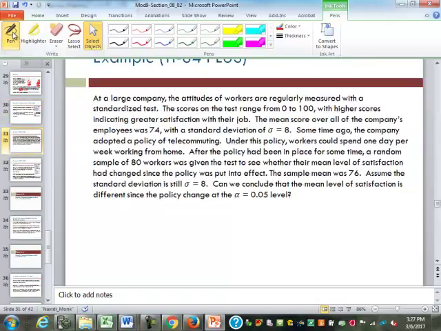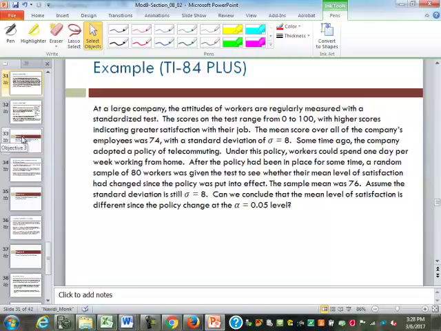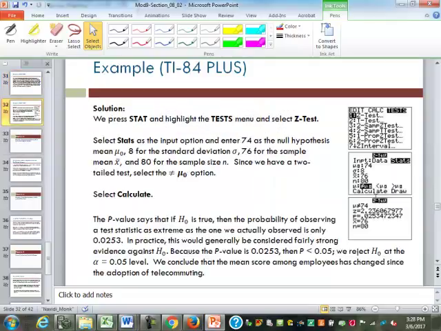So let's do another example. Let's see if I can get this one right on the first try. At a large company, the attitudes of workers are regularly measured with a standardized test. So it's the same one here. So saying, can we conclude that the mean level of satisfaction is different? Okay, so they're doing the same example again, using the calculator, just entering it in the calculator. So we've already done that.